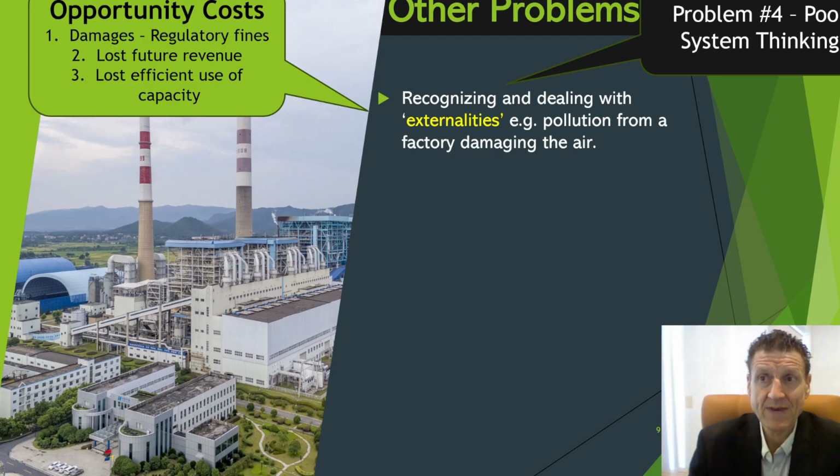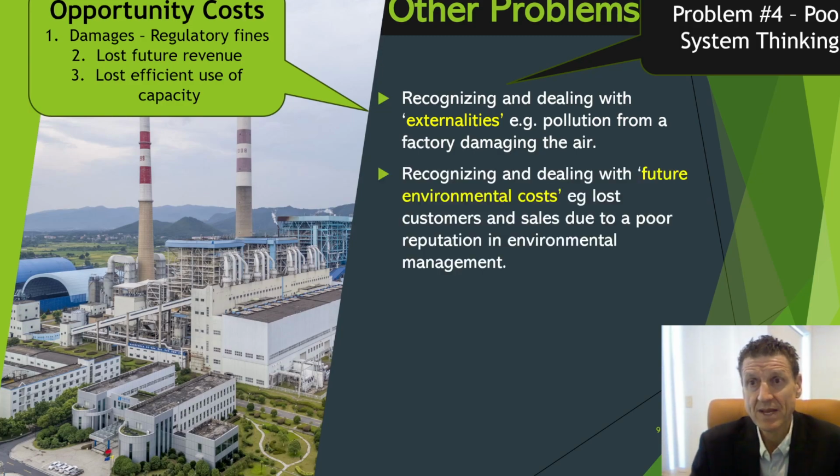Recognizing and dealing with externalities, like pollution from a factory damaging the air. Obviously that pollution is going to be coming from the operations in the factory of making a product. So there's that system there. Recognizing and dealing with future environmental costs, lost customers, and sales due to poor reputation in environmental management. Again, that may not be an actual operations system, but in some ways it's part of the social system.